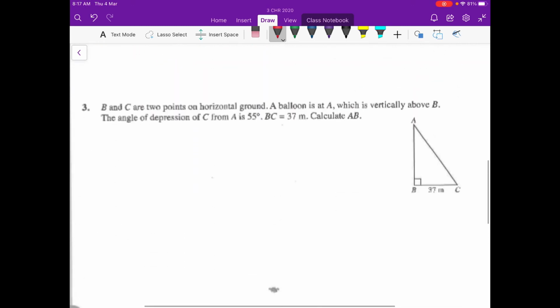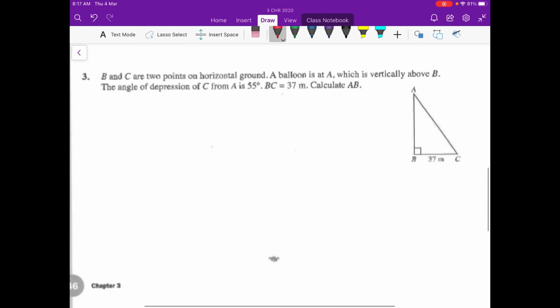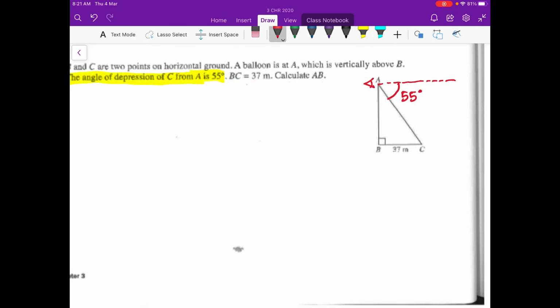Okay, question 3. So now B and C, there are 2 points on the horizontal ground. It's a flat ground. A balloon is at A, vertically above B, so there's a right angle. Angle of depression of C from A. Okay, I want you to identify where the 45 degrees is. Okay, do it yourself now first. B, okay, we want to find this value over here.